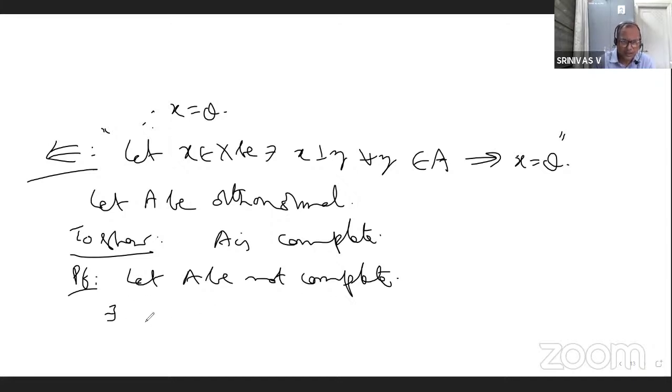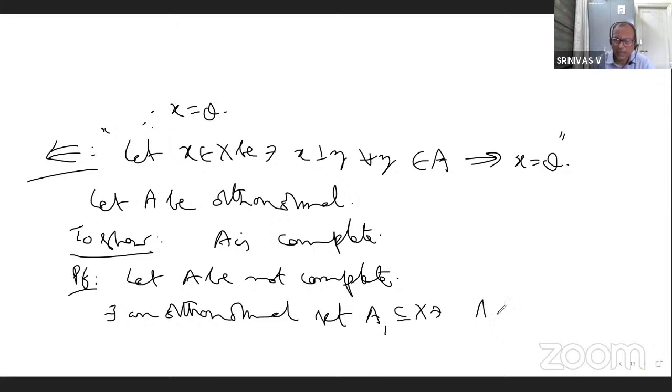There exists an orthonormal set, capital A1 contained in X, such that A is properly contained in A1. What is the negation of this? What do we mean by completeness? A is not contained in any larger orthonormal set. What is its negation? It is properly contained in a larger orthonormal set. We are starting with the negation.